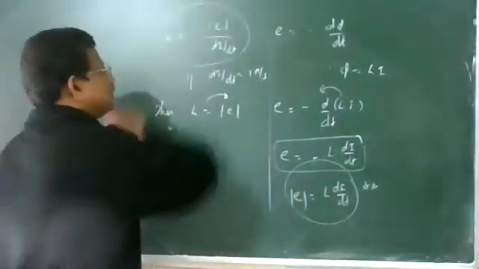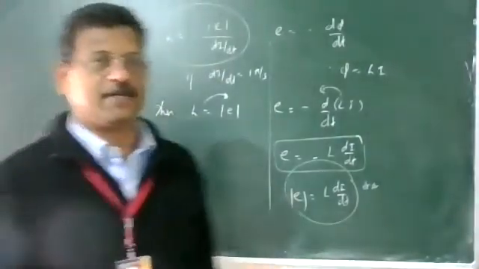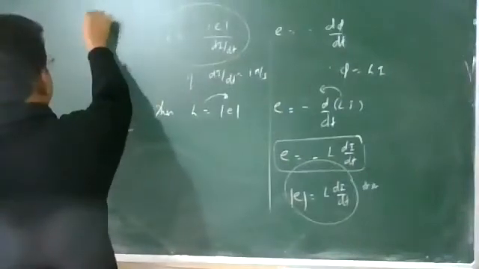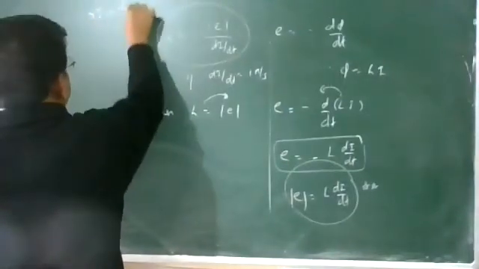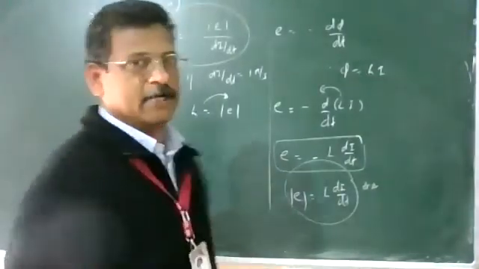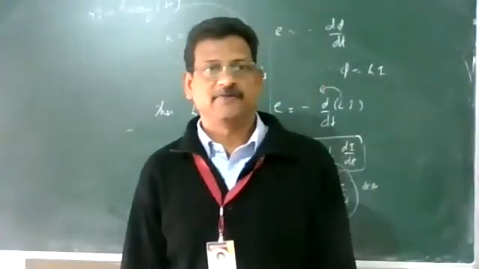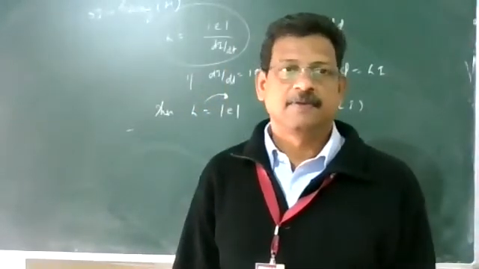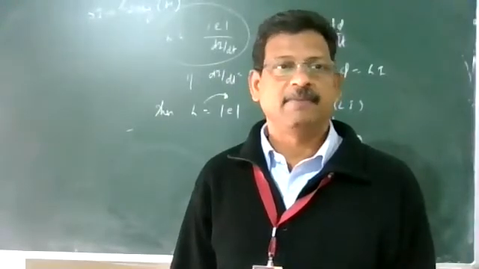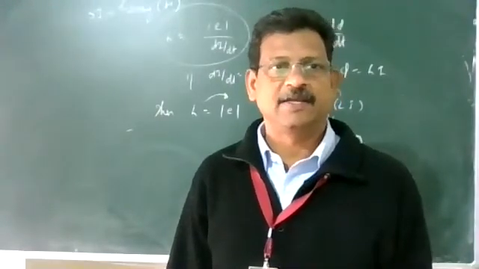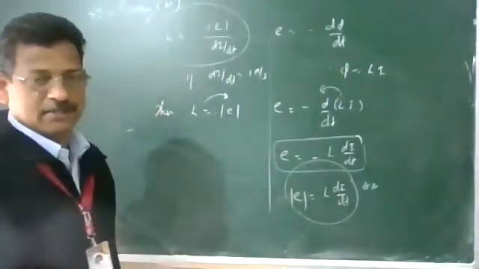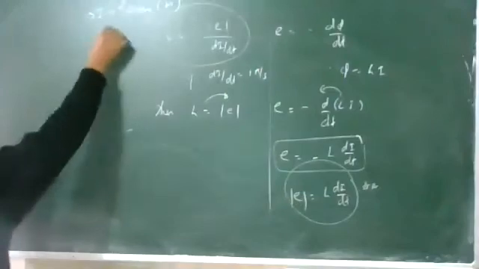Next point, the SI unit of inductance. The SI unit of inductance is Henry, named after Joseph Henry, who conducted experiments on EMI. So the SI unit is Henry, H. So how do we define the value of 1 Henry? What is the value of 1 Henry?